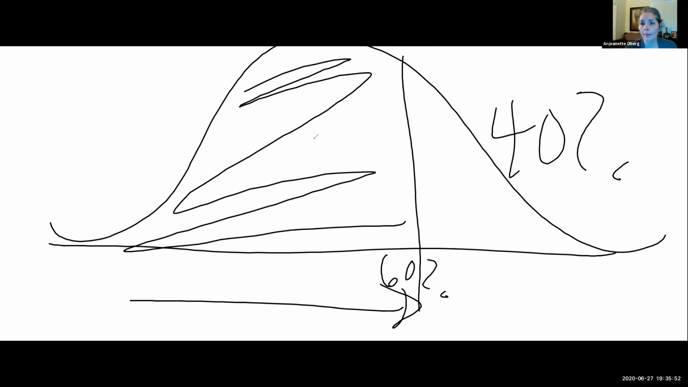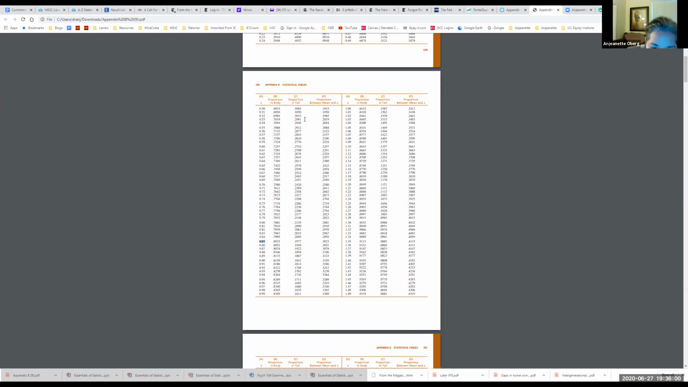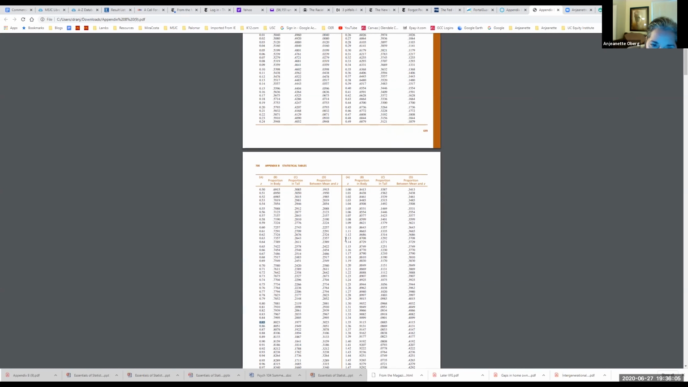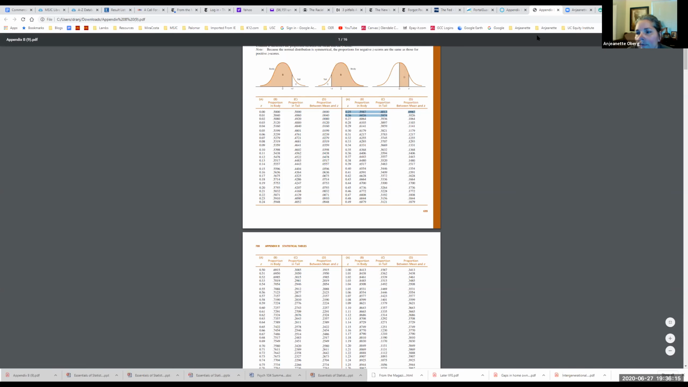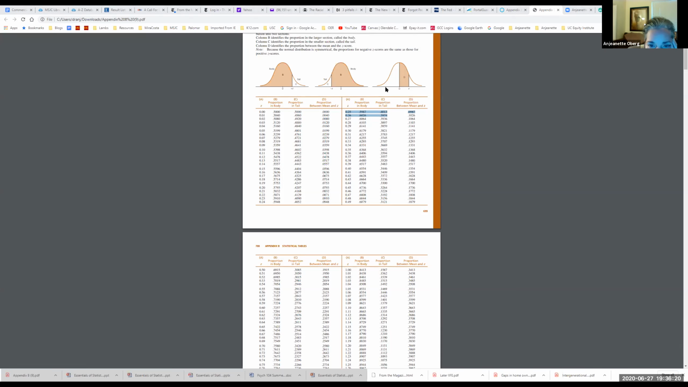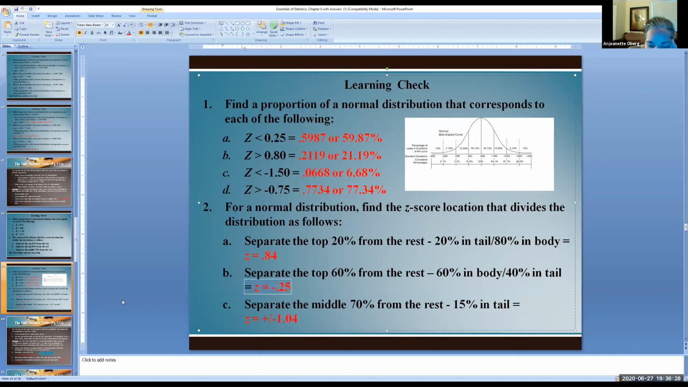So I'm going to look in my unit normal table and find the one that shows 40% in the tail, which will also lead me to 60% in the body. It looks like 40% in the tail is going to be right here between 0.26 and 0.25 z-score. And that also corresponds to the 60% in the body. And here we go. Okay.